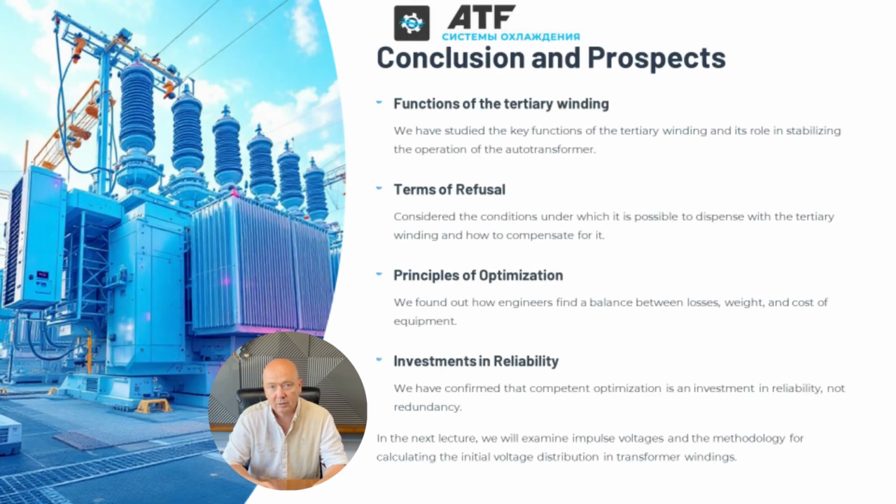Today we have learned why the tertiary winding is needed and its key functions, when it may be omitted and what can compensate for it, how engineers find balance between losses, weight, and cost, and why proper optimization is an investment in reliability and not redundancy. In the next series, we will explore impulse voltages and how to calculate the initial voltage distribution.